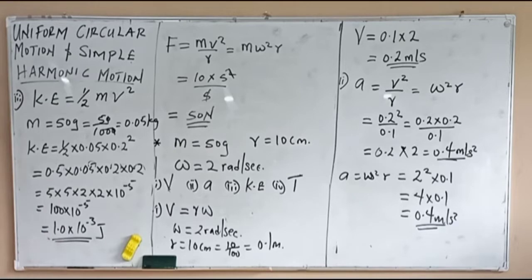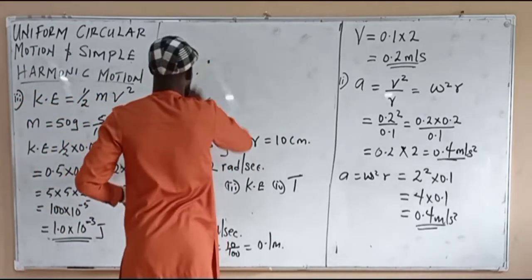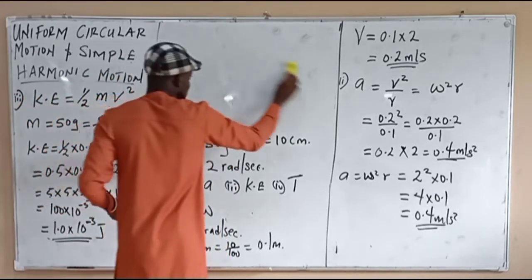1.0 times 10 to the power minus 3 joules. But you need to be doing it this way. I just want to solve it. So we are free to just use a calculator: 0.5 times 0.05 times 0.2 squared. I just do half times 0.05 times 0.2 squared. You get this one directly. No need to be solving it like that. We want to do it in exam condition.